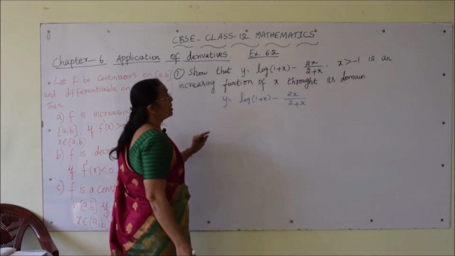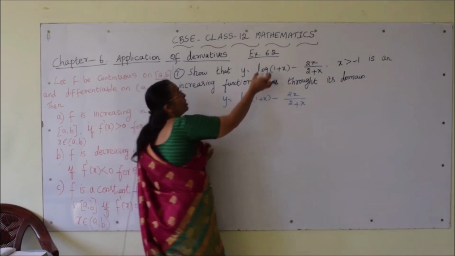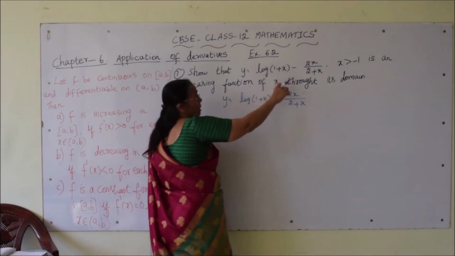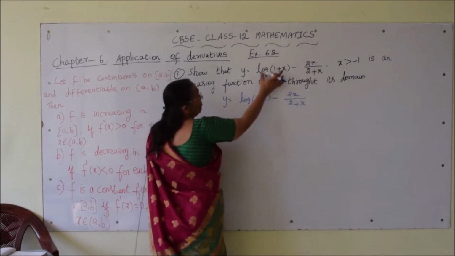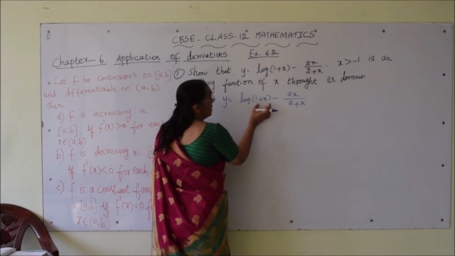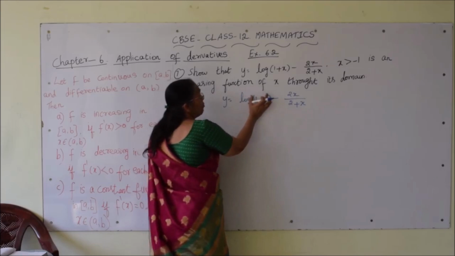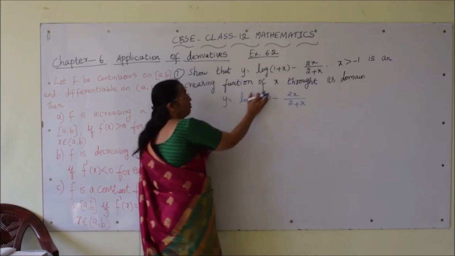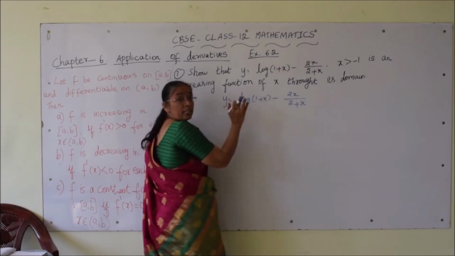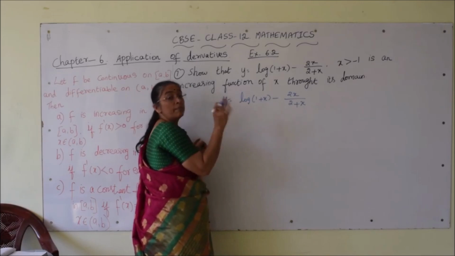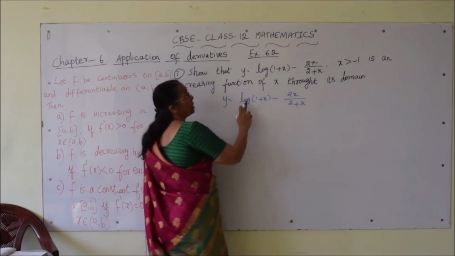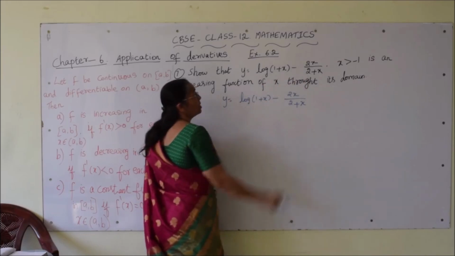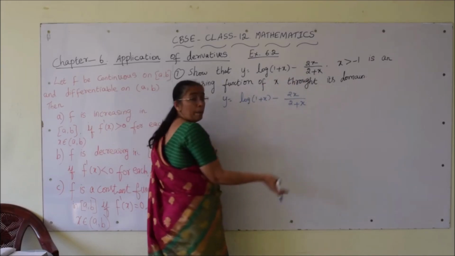So why is the domain of this function x greater than minus 1? The function is log of 1 plus x minus 2x by 2 plus x. If we check the domain for this function, for log of 1 plus x, the argument must be greater than 0, since log of any function must have a positive argument. So 1 plus x must be greater than 0, which implies x is greater than minus 1. And coming to this part, x should not be minus 2.